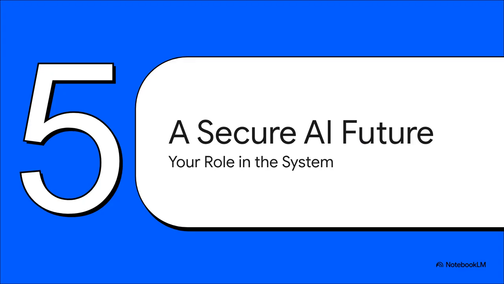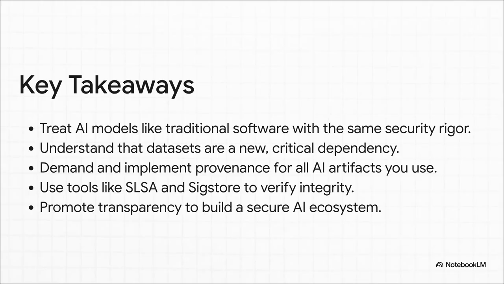Look, securing AI isn't just a job for a few security experts at the big tech companies. Not at all. Everyone who's involved in building or even just using technology has a part to play in this whole ecosystem. It's on all of us. So what are the big takeaways here? First, we have to start treating AI models with the same security seriousness as any other software. You have to understand that datasets are a huge, critical new dependency with their own risks. You should demand and use provenance for any AI model you build or use. And finally, we all need to push for more transparency to build an AI ecosystem that's secure for everybody.